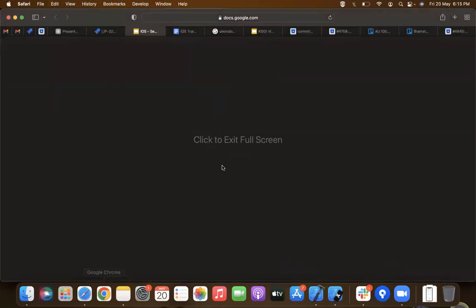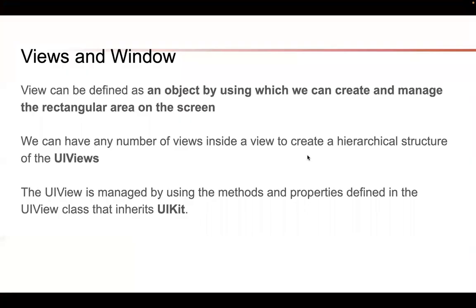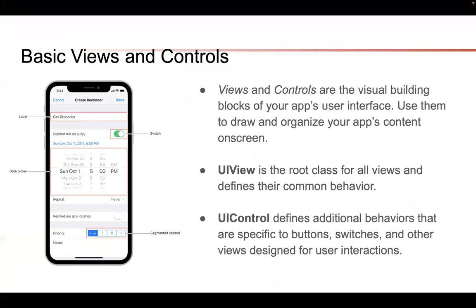Let's continue the session. So we have seen views and windows. Later, we will be looking into some of the basic views and controls that we have. Views and controls are the visual building blocks of your app's user interface. So whatever we see on the screen, let's consider this screen. Here you can see a title. This is the label. Label is one of the views.